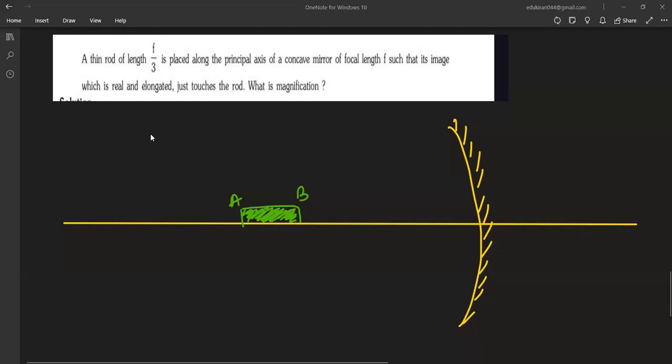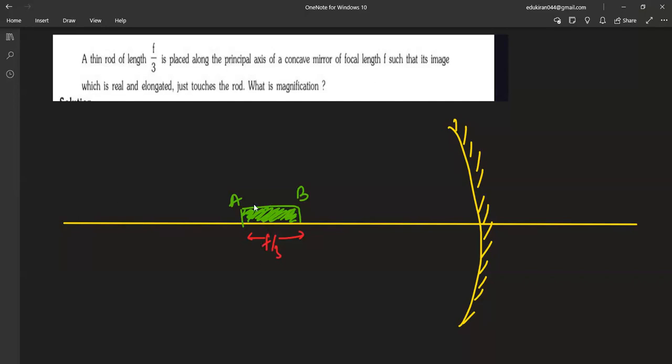Yes, class. So see, this says that a thin rod of length f by 3, so the length of this rod is f by 3, this part, is placed along the principal axis of a concave mirror of focal length f such that its image, which is real and elongated, just touches the rod. What is its magnification?